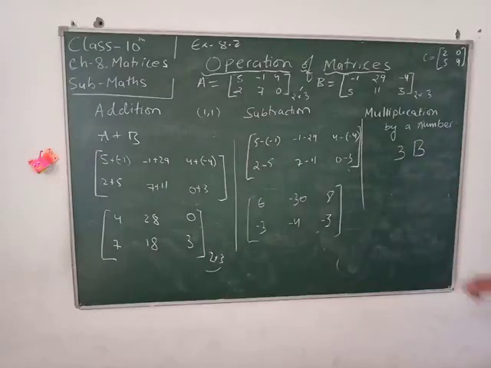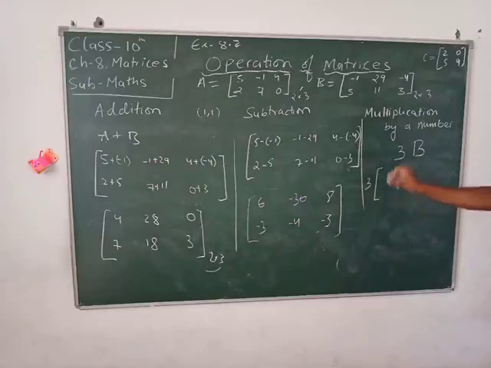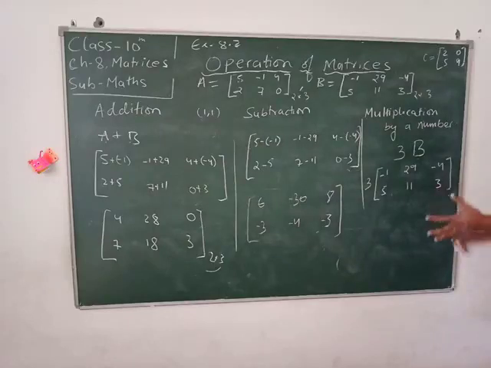Did you understand something? I have to multiply 3 by matrix B. This means I have to multiply 3 by matrix B. So how will I write? 3 and matrix B I will write. What is matrix B? Minus 1, 29, minus 4, 5, 11, 3. And then 3 is going to get multiplied with each and every number that is inside matrix B.